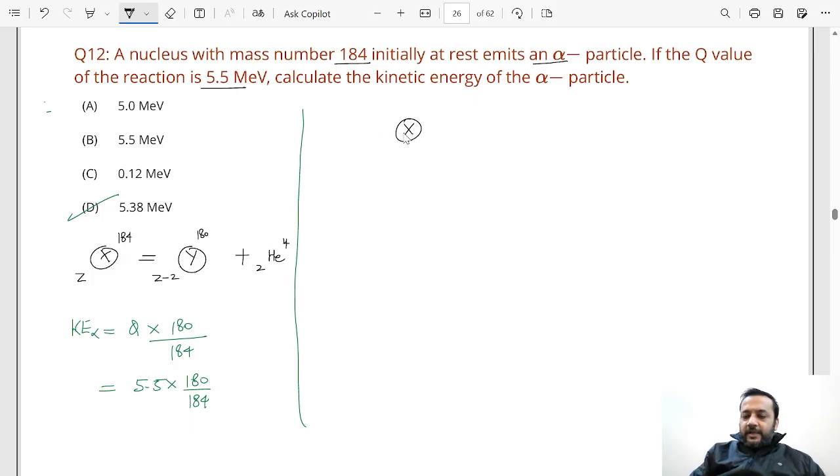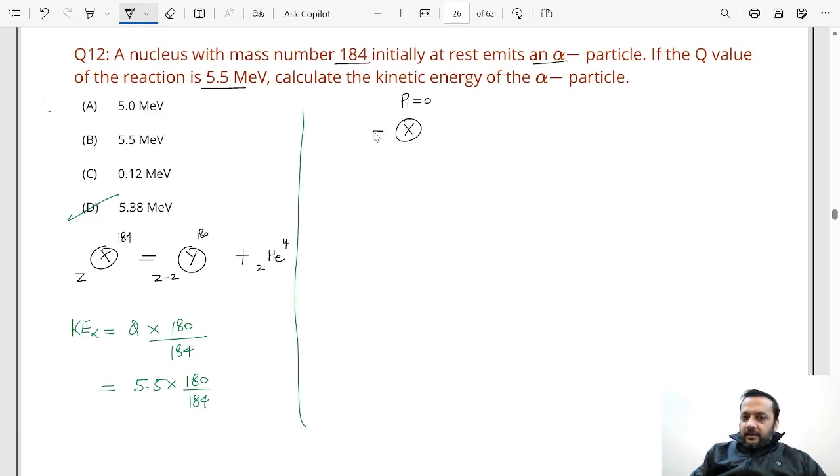Okay, now when it breaks down, look, its initial momentum was zero. Remember this point, its initial momentum was zero. That means final momentum should remain zero, just like the projectile breaking question, bomb exploding question. So here the X was at rest. That means if this will break down, you will get two nuclei.